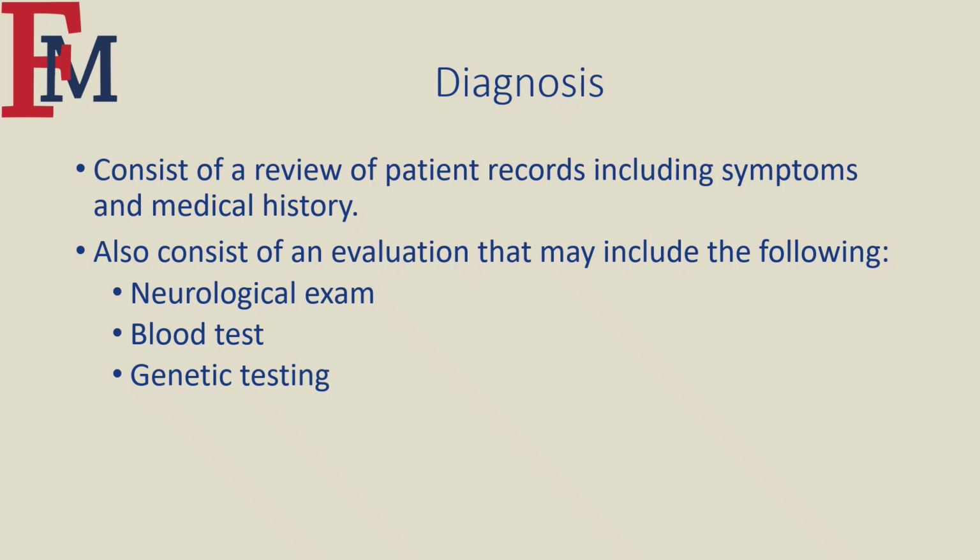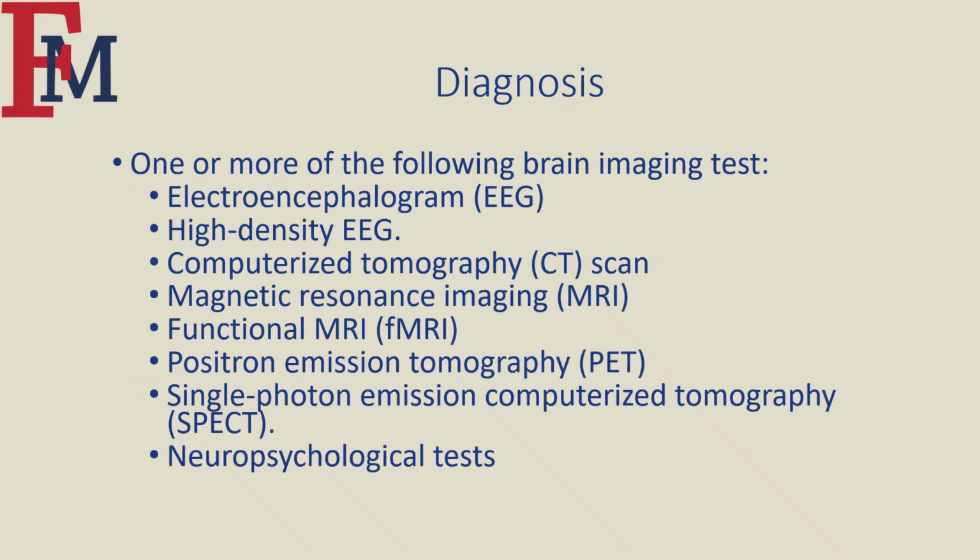Diagnosis of this disorder includes a review of patients' records, including symptoms and medical history. It also consists of an evaluation that may include the following: neurological exam, blood test, genetic testing. Diagnosis also includes one or more of the following brain imaging tests: your EEG, your CT scan, MRI, fMRI, PET scan, SPECT, and neuropsychological tests.